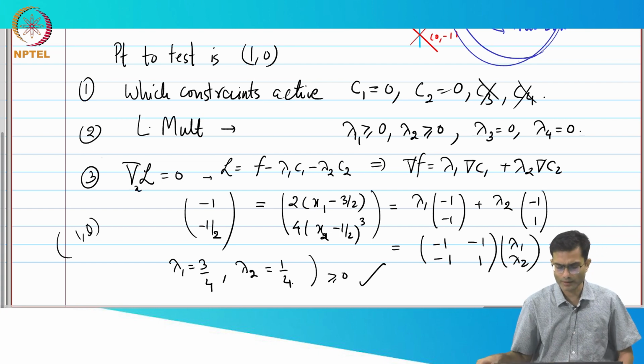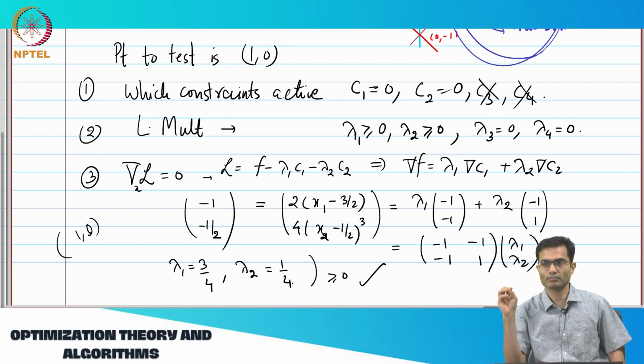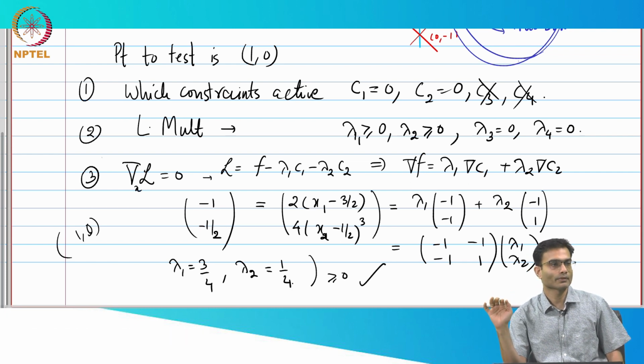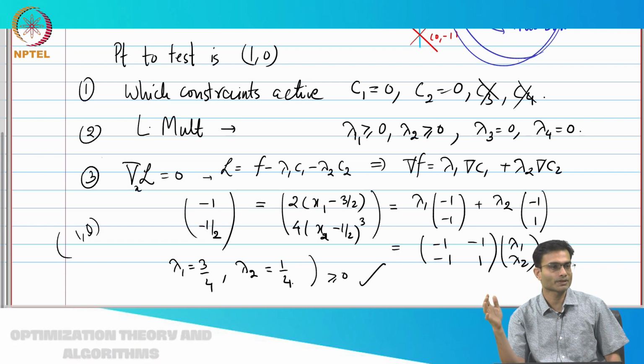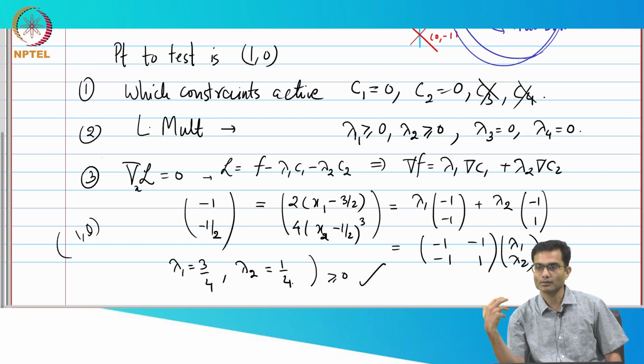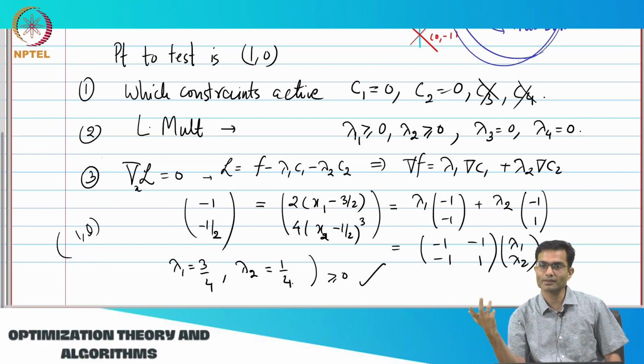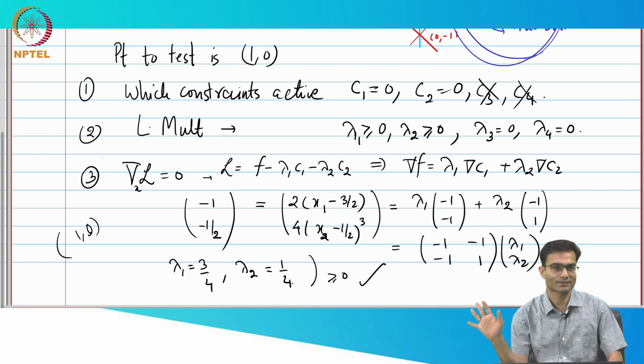Straightforward. Again, just to revise what we did: bring your candidate point, identify which constraints are active. Why do we do that? So that in step 2, we can knock off the lambdas which are 0. Lambda 3, lambda 4 are 0, we got rid of them. From that we form the Lagrangian. From the Lagrangian, we said grad Lagrangian should be 0, and then we solved for it. Is it possible? Yes. Are those Lagrange multipliers non-negative for inequality constraints? Yes. The point passes the test.